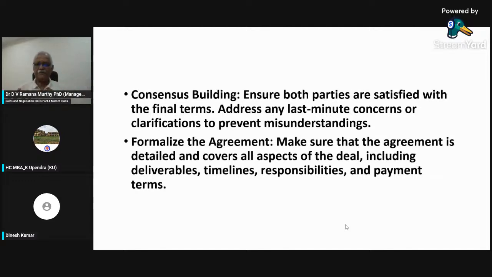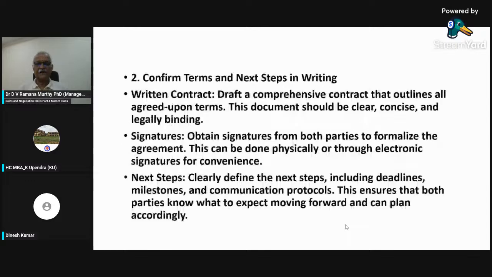Make sure that the agreement is detailed and covers all aspects of the deal, including what the deliverables are that you are going to have, what the timelines are, what the responsibilities of both the parties are, and what the payment terms are. So this is a highly standardized system where you can formalize the agreement and then confirm terms and next steps in writing. Very, very important.